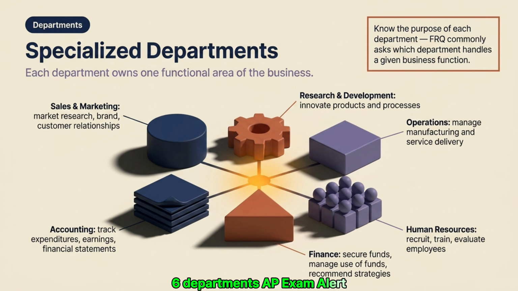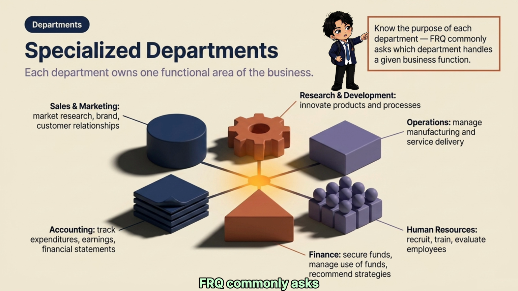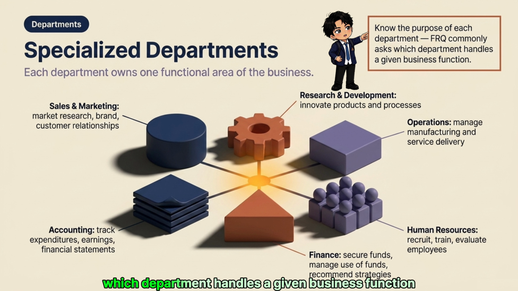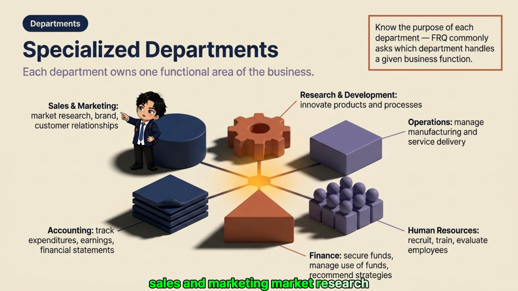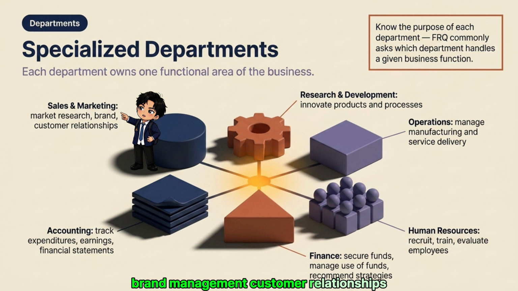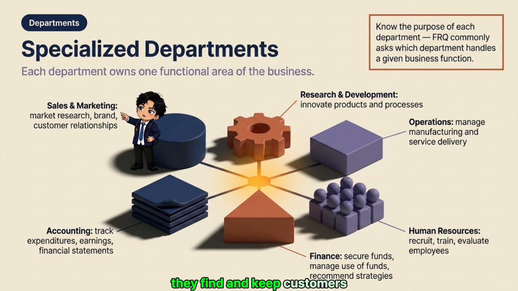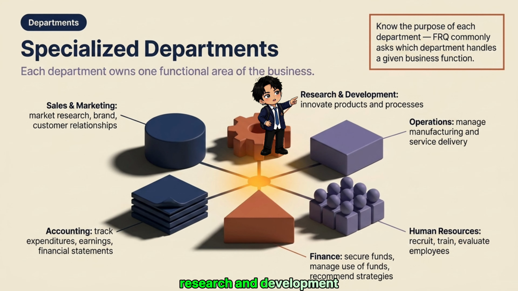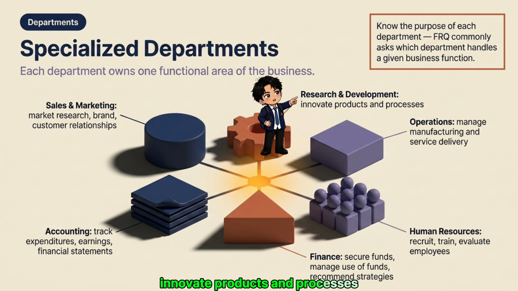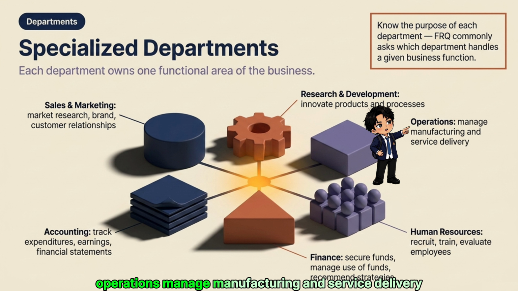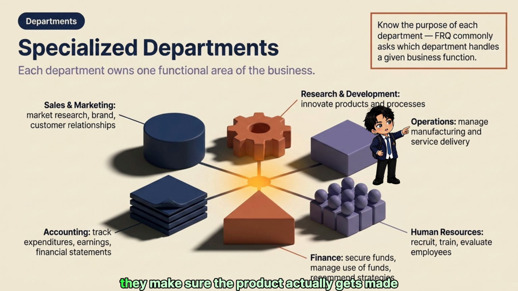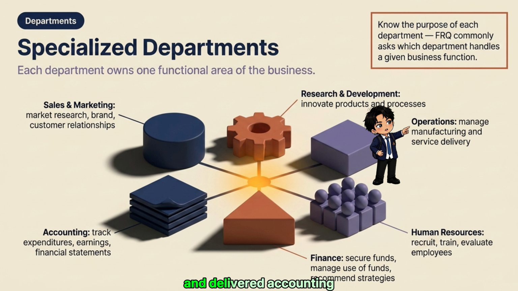AP exam alert. Know the purpose of each one. FRQ commonly asks which department handles a given business function. Sales and marketing, market research, brand management, customer relationships. They find and keep customers. Research and development, innovate products and processes. They build what's next. Operations, manage manufacturing and service delivery. They make sure the product actually gets made and delivered.